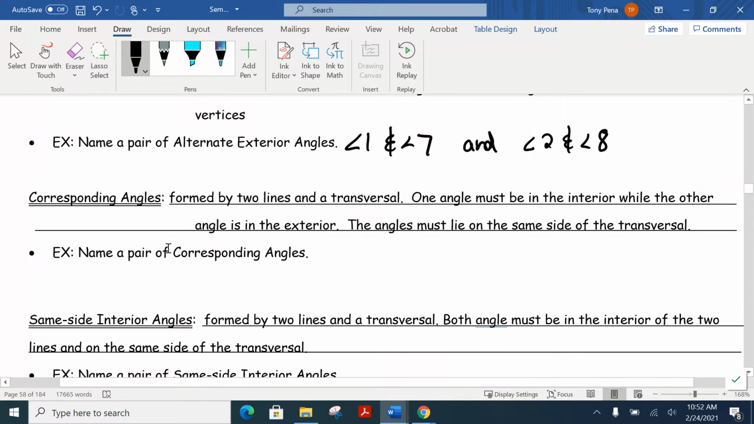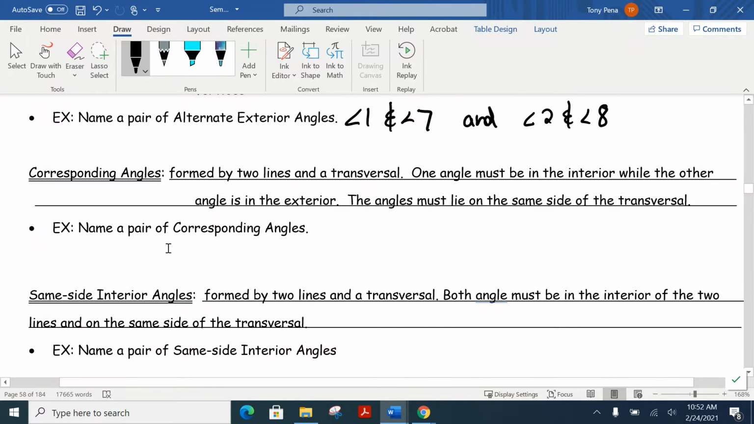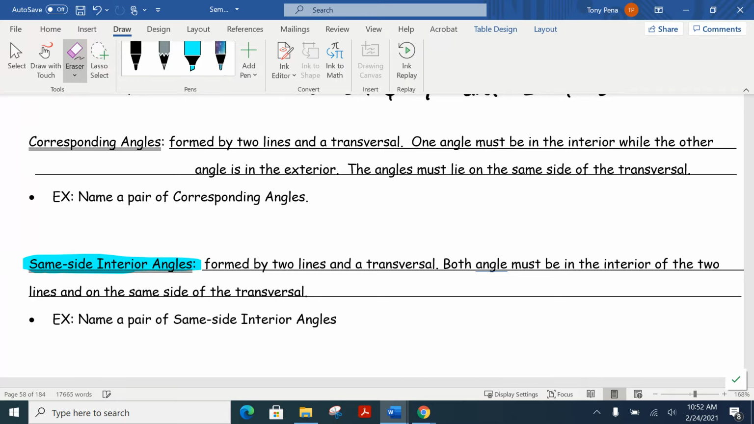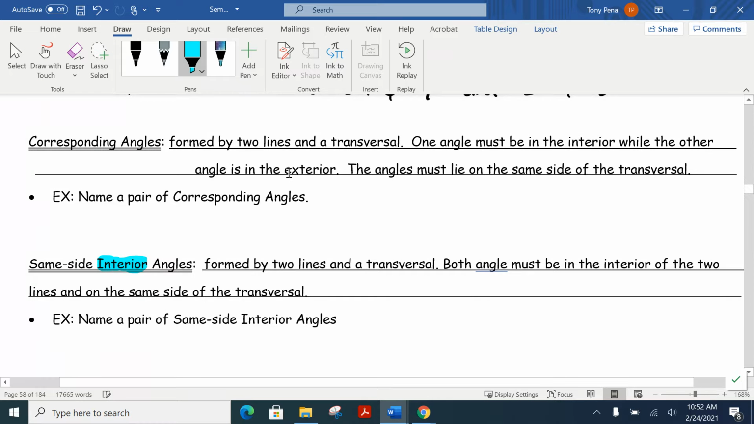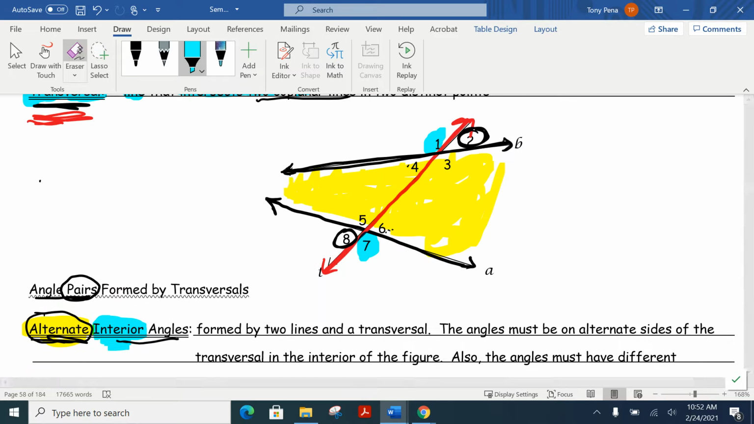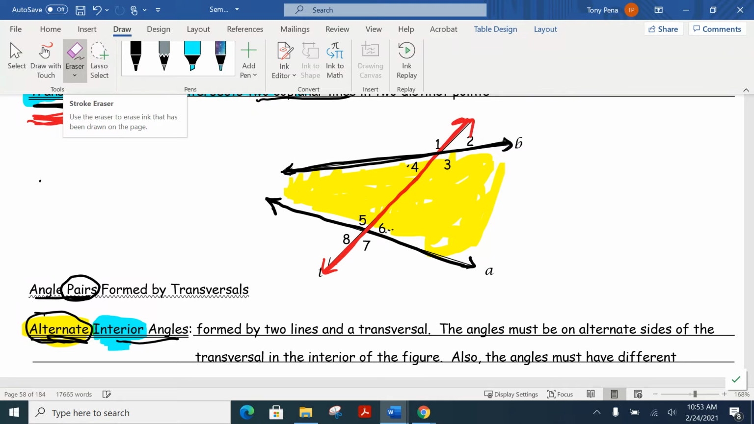The next one. Having done this first, we're going to do corresponding last. Jump to where it says same side interior, just because I have it shaded right now. So focus here again on the idea that we want to be interior. If I go back to these angles up here, the yellow region is your interior region. They're inside of the black lines. So if I now take angle 4, that's an interior angle.